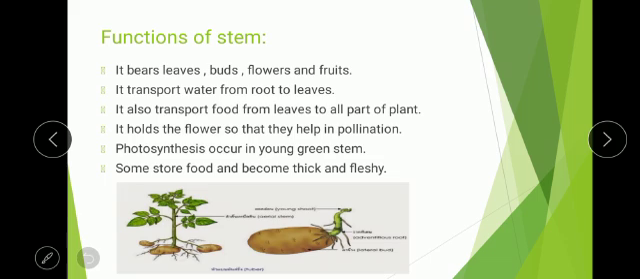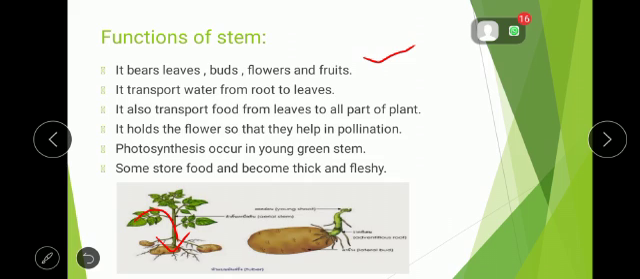Functions of stem. It bears leaf, bud, flower and fruit. It transports water from root to leaf. It also transports food from leaf to all parts of the plant. It holds the flowers so that they help in pollination. Pollination is the transfer of pollen grain from the male to the female reproductive part of the flower.